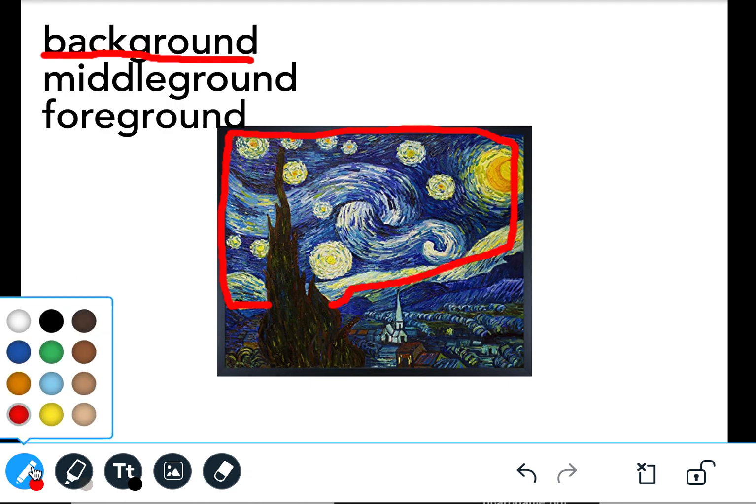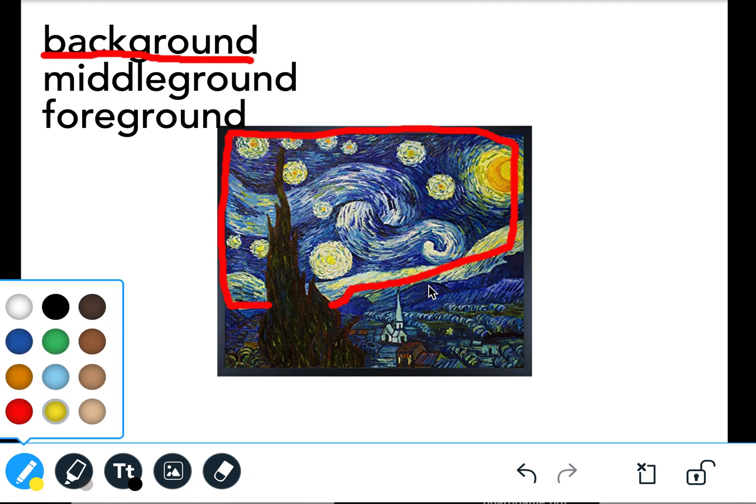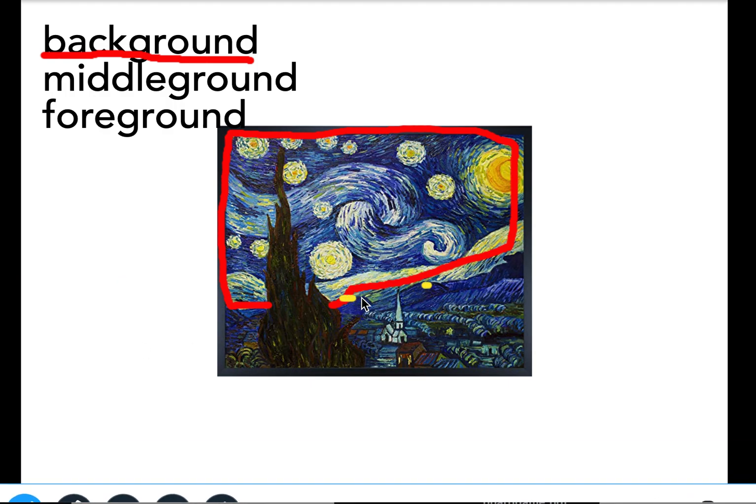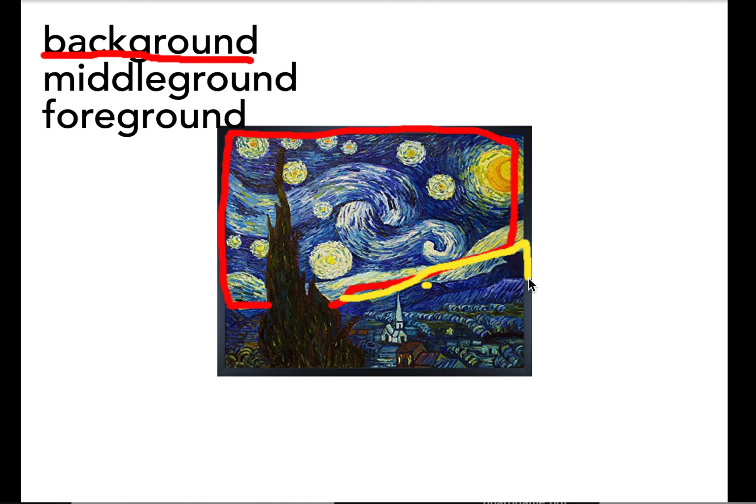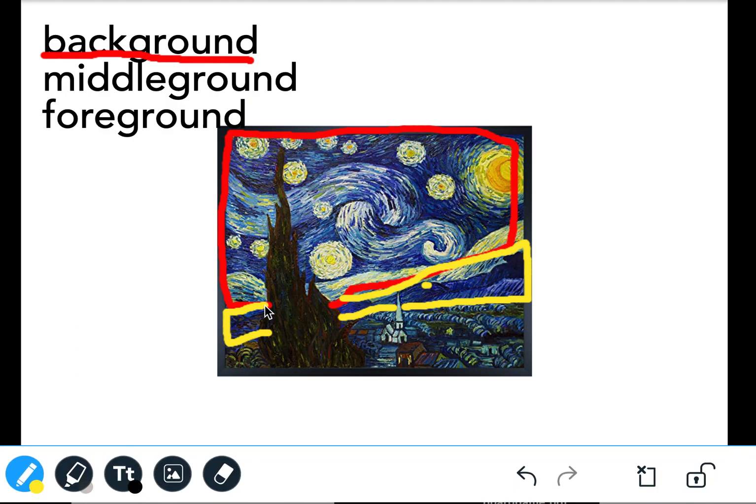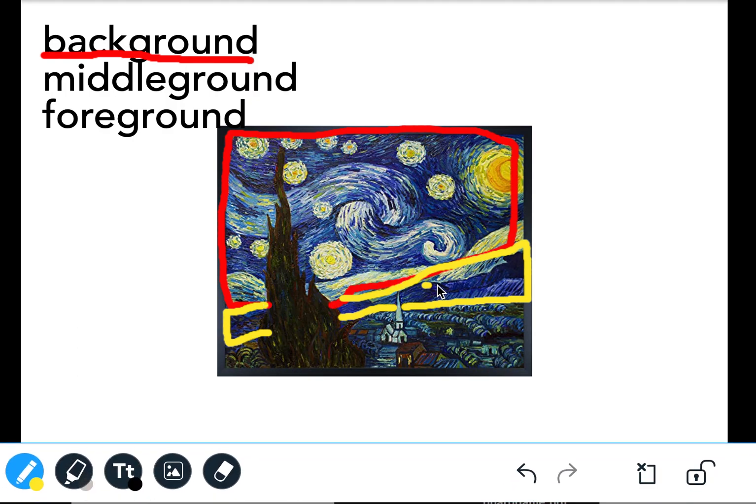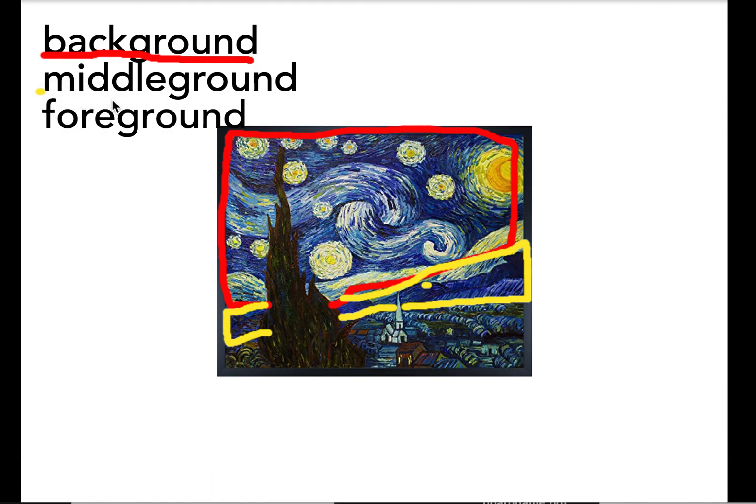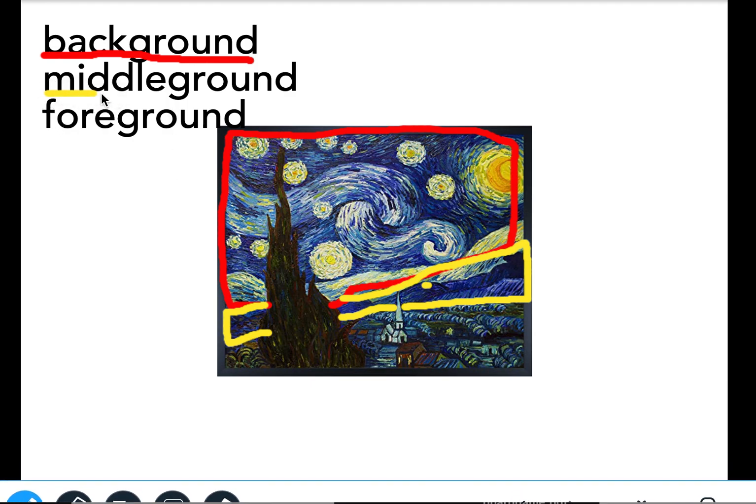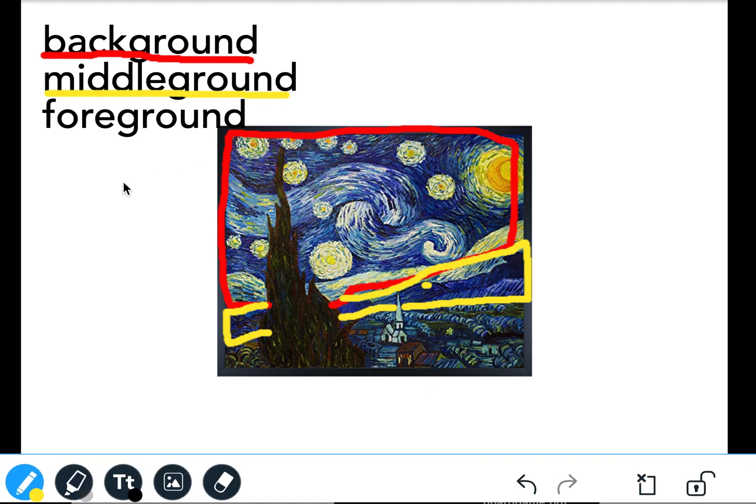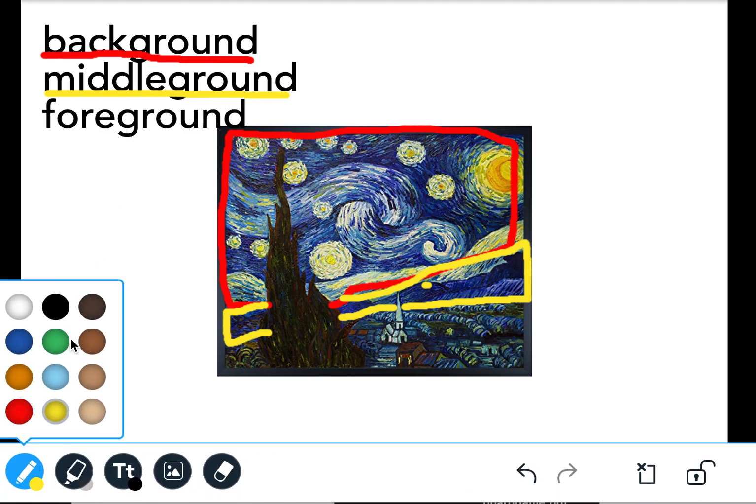Let me go ahead and switch colors here. The middle ground would be kind of this area. There's a mountain range in there. So that would be kind of between the obviously the background and the foreground. And then finally, the foreground, which is the viewer, what appears closest to them.